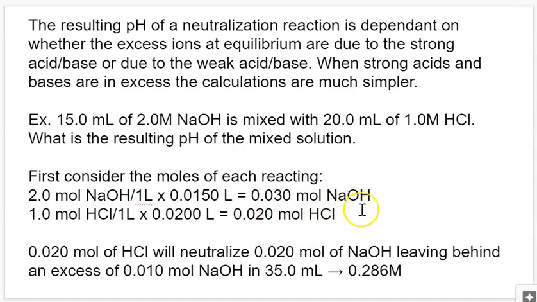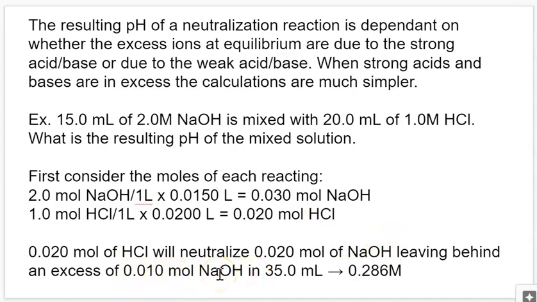Based off of the chemistry here, this is going to be 1-to-1 since the hydrogen is going to combine with the hydroxide to make a water molecule. And we can see that the amount of moles are not 1-to-1. We have an excess of sodium hydroxide in this case. So since our HCl is going to be our limiting reactant and it's 1-to-1, 0.02 moles of the HCl will neutralize 0.02 moles of the sodium hydroxide, and we're going to have a leftover of 0.01 moles of sodium hydroxide at the end.